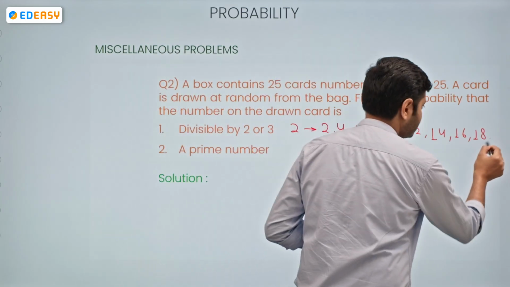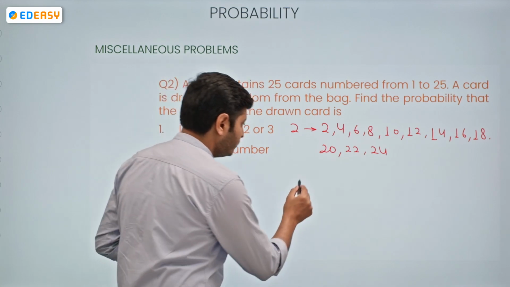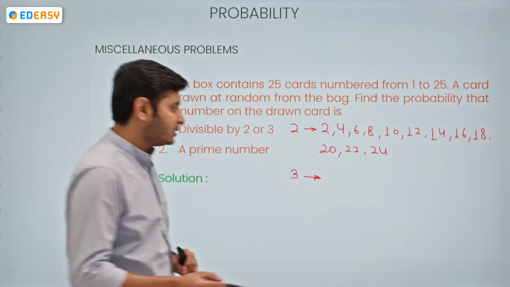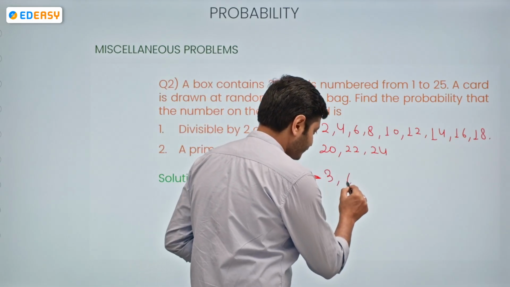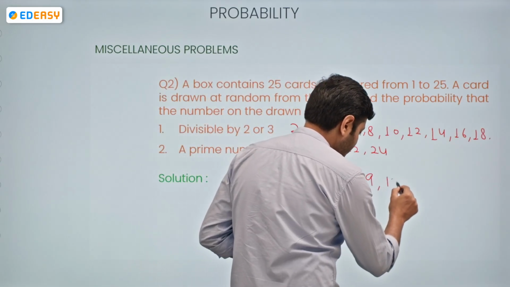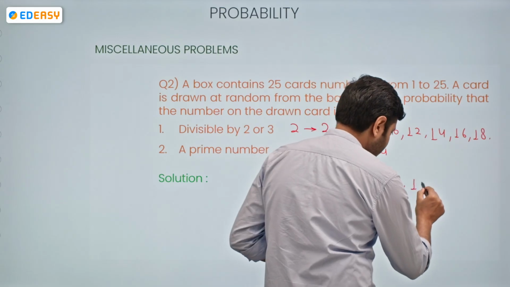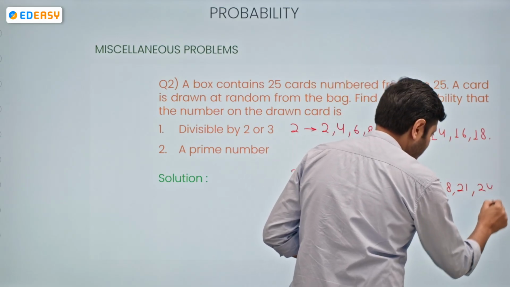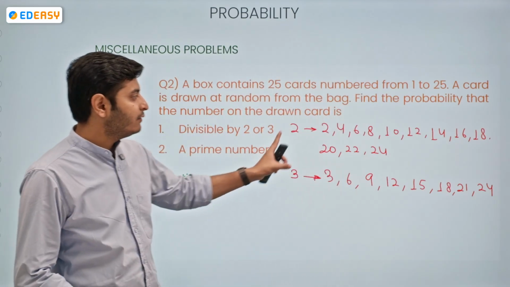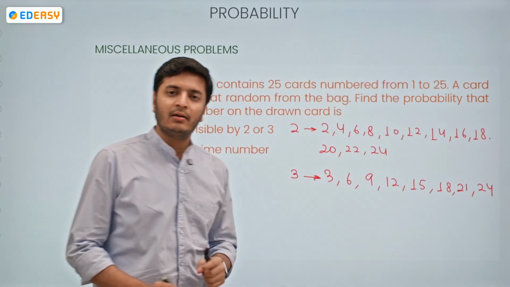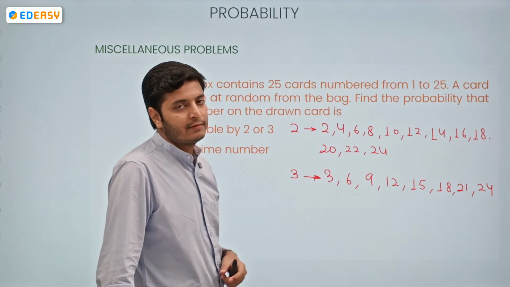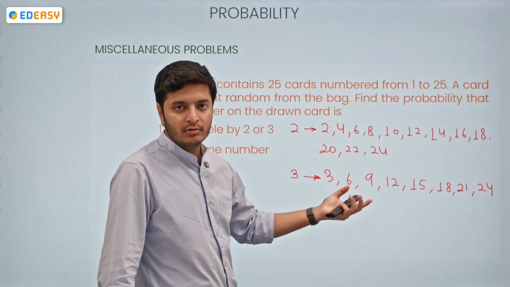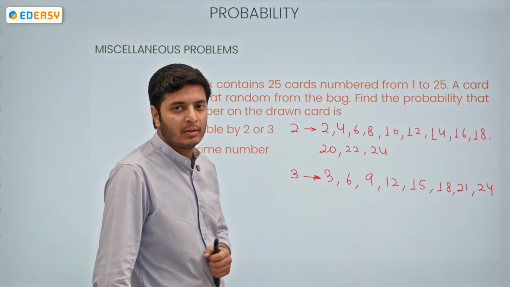These numbers are divisible by 2. Then I'm gonna write all the numbers that are divisible by 3. So the numbers are 3, 6, 9, 12, 15, 18, 21, 24. In between 1 to 25, these numbers are divisible by 2, these numbers are divisible by 3. So we should do what? We should add all the values, the number of all the values, that will be our favorable outcomes.